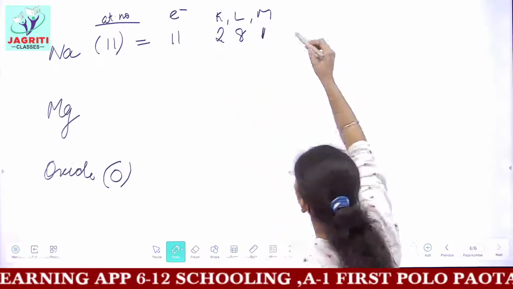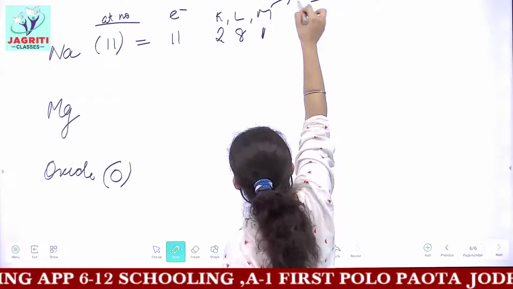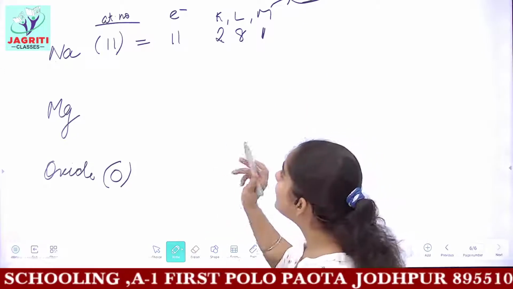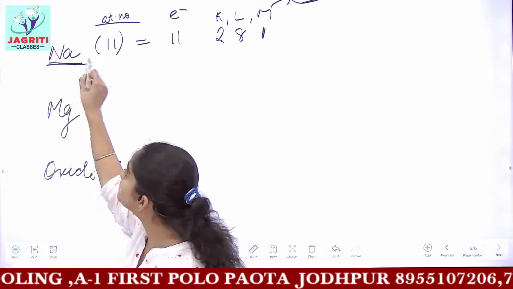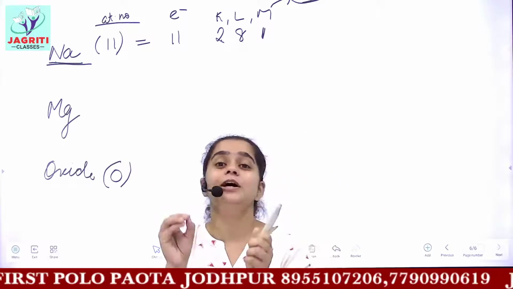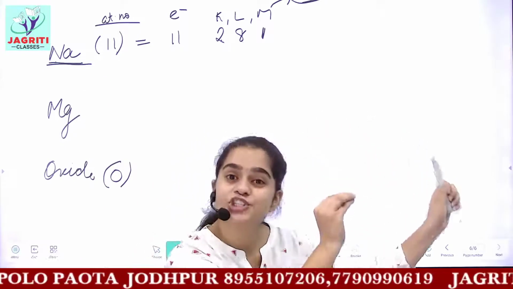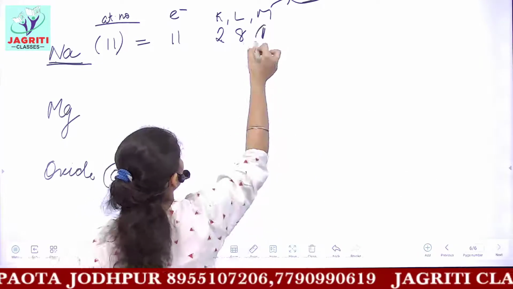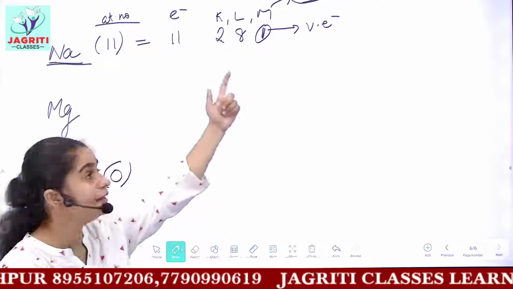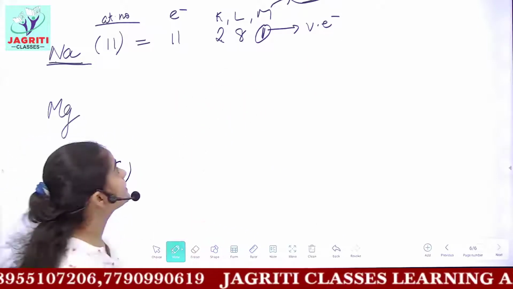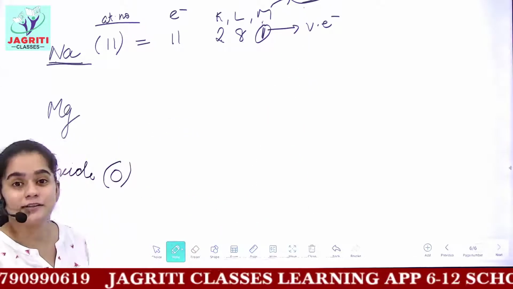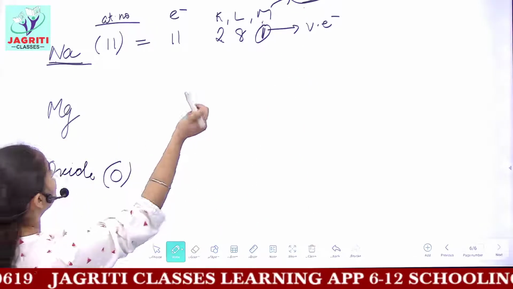So here the valence shell would be what? The M shell will be your valence shell. If a question is asked, how many valence electrons are present in a sodium atom? Valence electrons means the number of electrons present in the outermost shell. So here the valence electron is 1. We have one valence electron in the sodium atom, which is present in the M shell, and this M shell is your valence shell. Quite simple.